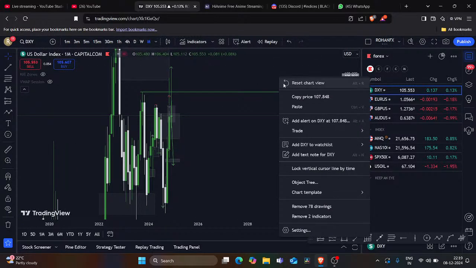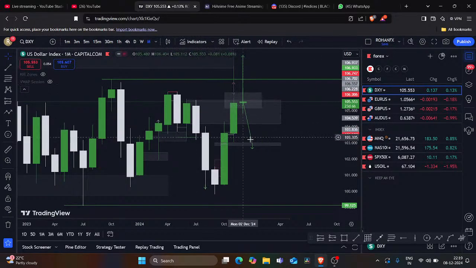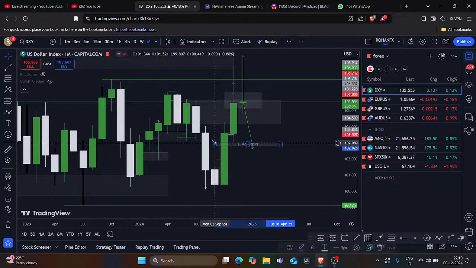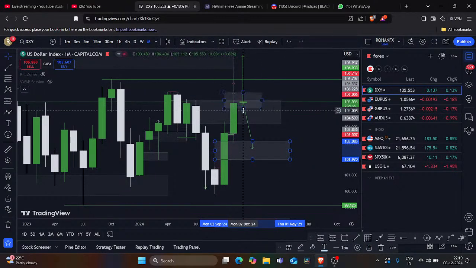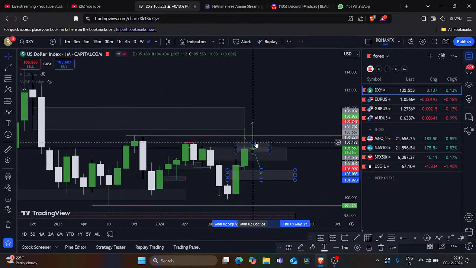Let me check one second. Yeah, we can aim till this fair value gap. We can target this weekly fair value gap here. If this bullish movement doesn't continue, we can expect a short till here. Then we can expect a bull run from here.